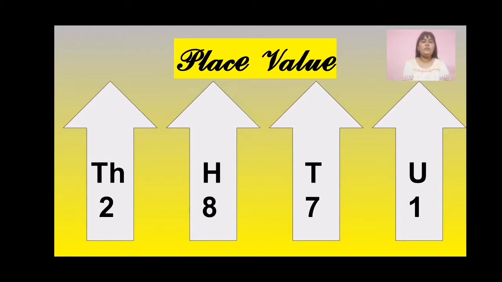Place value. Now I have given you a number like 2871. So how will you read this number? 2871. You will write 1 in the unit place, 7 in the tens place, 8 in the hundreds place and 2 in the Th place, that is the thousands place. So you will read this number as 2871.